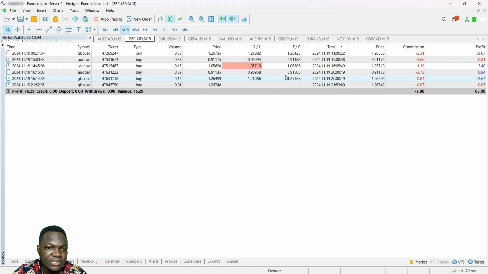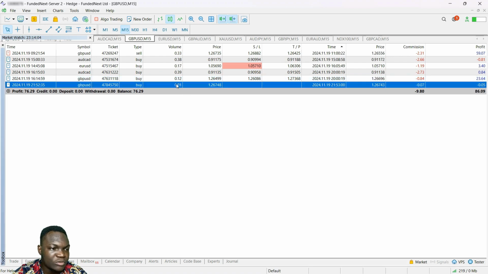Then EUR/USD, $3. The next one was AUD/CAD, the second position I took, that was it. Then the final position I took today was GBP/USD, $23.64. So this last one here, 0.01, it was a mistake. I opened this one by mistake. So today I ended up making $86. Then by the time you remove the commission from $86, what I'm left with is $76.29. So this is what I closed today with.